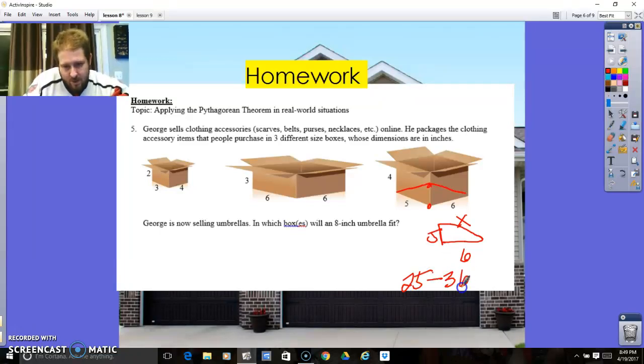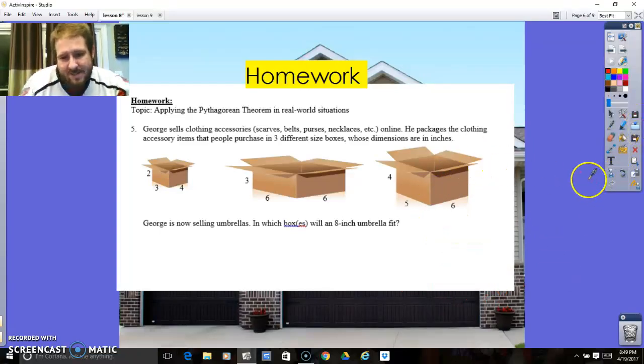25 plus 36 equals x squared. So it looks like x squared equals 61. 6 plus 5 is 11, carry the 1, 3, 4, 5, 6. Yep, square root of 61. So it looks like this corner to corner is the square root of 61.